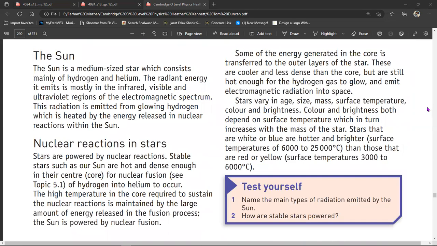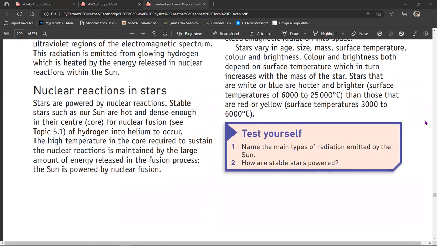The sun is a medium-sized star which consists mainly of hydrogen and helium. The radiant energy it emits is mostly in the infrared, visible, and ultraviolet regions of the electromagnetic spectrum. This radiation is emitted from glowing hydrogen, which is heated by the energy released in nuclear reactions within the sun.